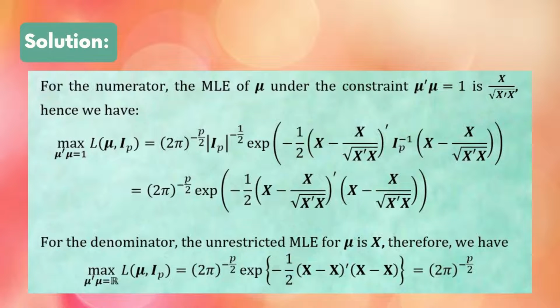For the numerator, we substitute the MLE of mu under the constraint mu prime mu equals 1 in the likelihood function, so we have 2 pi raised to negative p over 2 times the exponential of negative 1/2 times the quantity x minus x over square root of x prime x transpose times the quantity x minus x over square root of x prime x. And for the denominator, the unrestricted MLE of mu is x, so we have 2 pi raised to negative p over 2 since the exponential term is equal to 1.